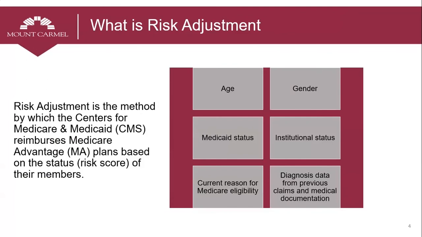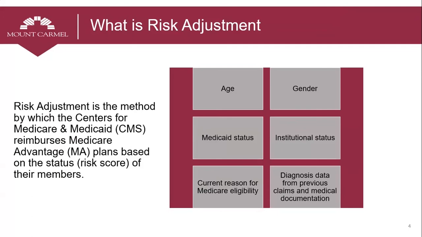Before we start discussing the specifics of diabetes, let's quickly review some risk adjustment essentials. Risk adjustment is a methodology by which CMS determines how to adequately allocate resources to Medicare Advantage plans for patient care. Both demographic and clinical factors determine resource allocation. Demographic examples include patient age, patient gender, institutional status, Medicaid status, and reason for being Medicare eligible.